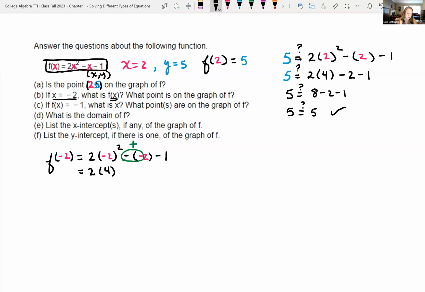Recall, if you have a minus and a negative, that's the same thing as adding. So this would be +2 minus 1. 2 times 4 is 8, +2 minus 1. So working from left to right, 8 plus 2 is 10, and 10 minus 1 is 9. So what this is really saying is when x is -2, my y value here is 9. So this is one solution to that equation, and that would be one of the points on that graph.